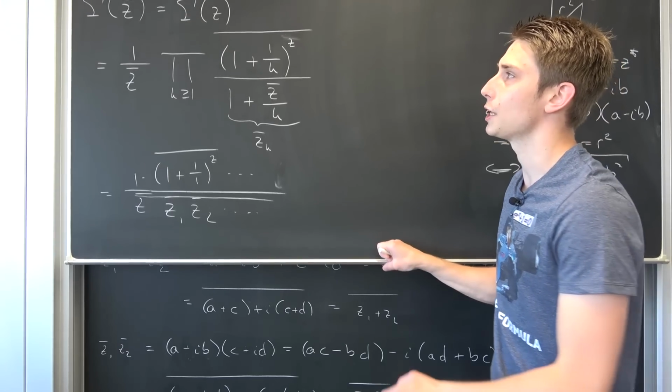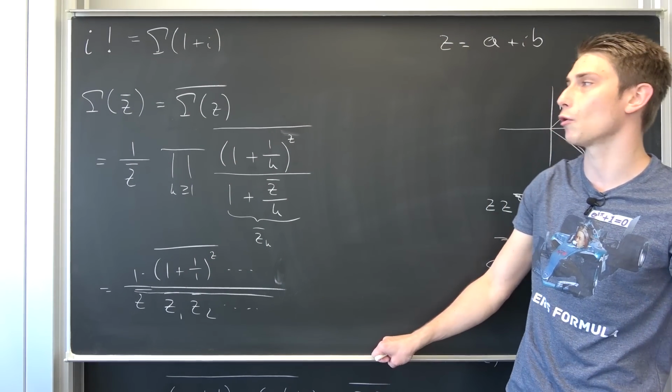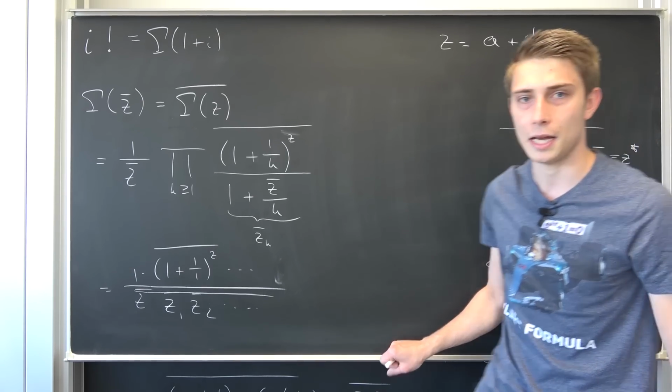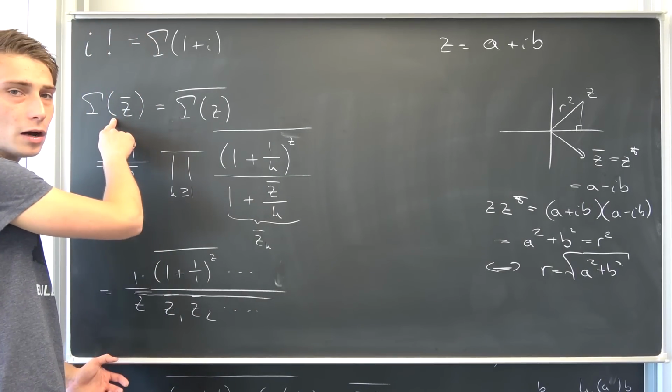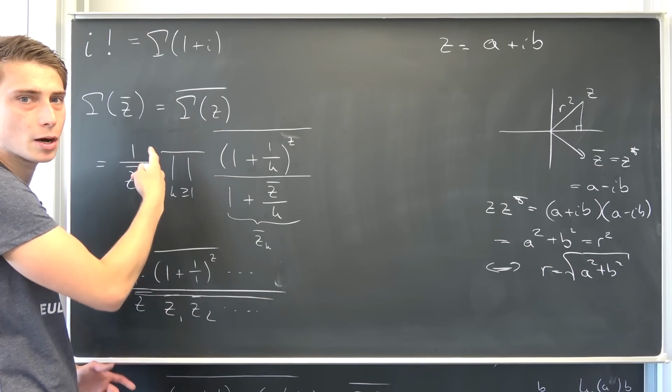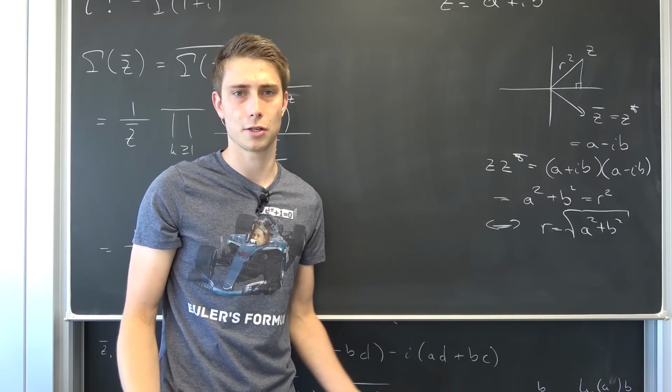Now we have shown that the gamma function of the complex conjugate is the complex conjugate of the gamma function of z. And with this, we can now work, because we can multiply our gamma of z together with the gamma of the complex conjugate of z, and then we can see what we get, okay?